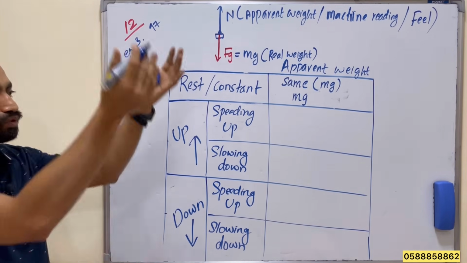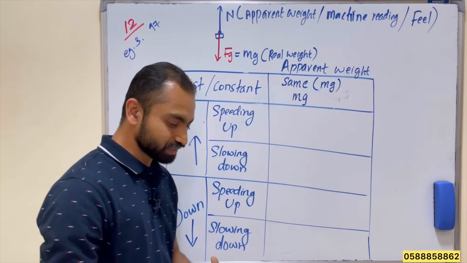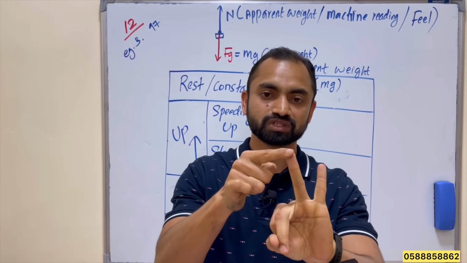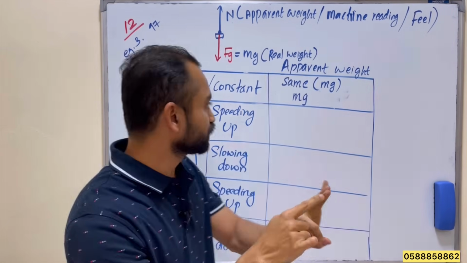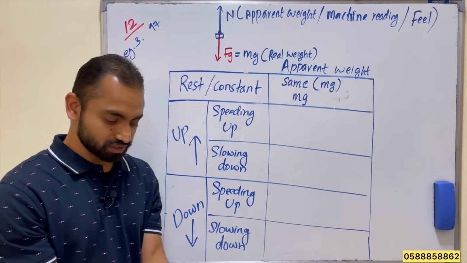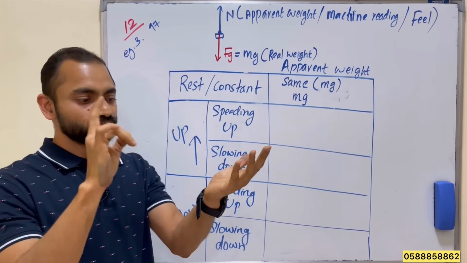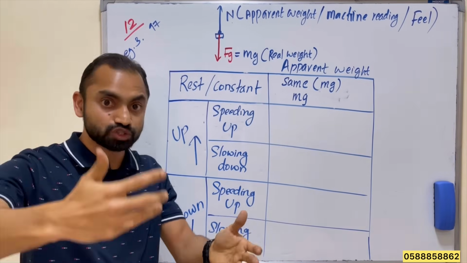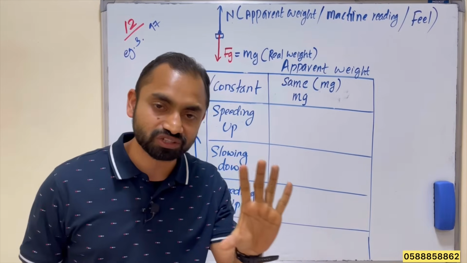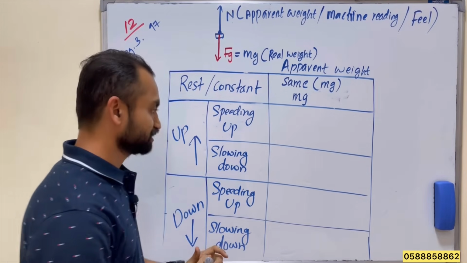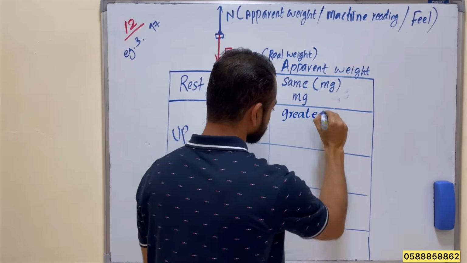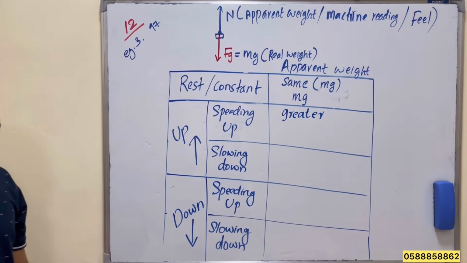Next, the elevator is moving up. If the elevator is moving up, there are three situations. It can be speeding up, it can be slowing down, or moving at a constant speed. Moving at a constant speed we already discussed. So two remaining. The elevator is moving up with increasing speed, means with an acceleration, speeding up. So here the apparent weight is not equal to the real weight. Apparent weight will be greater than the real weight.